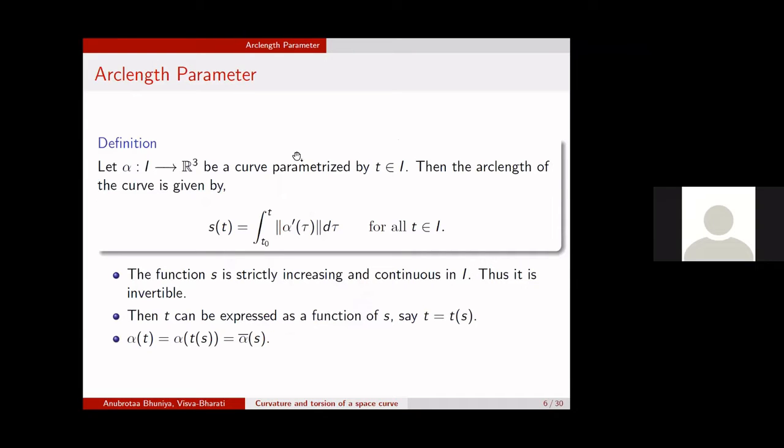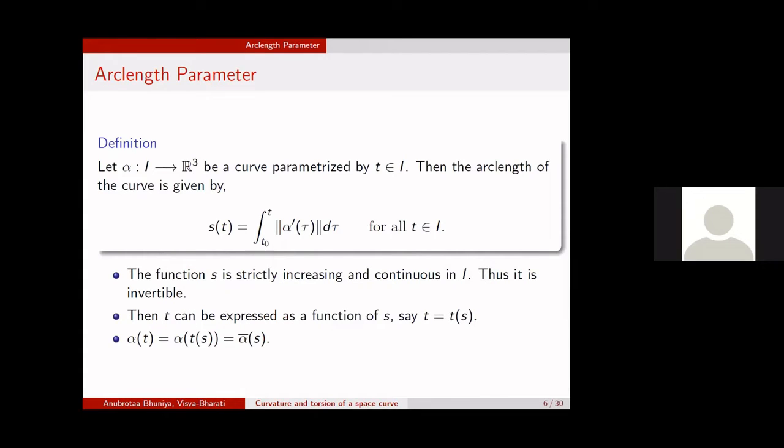Now we have to first start with a straight line, right? How do we get it? Here there is a definition of arc length. s(t): we take some point from the interval as the initial point t0, and s(t) is the length of the curve from alpha t0 to alpha t. It is defined by the integral from t0 to t of the norm of alpha dash tau d tau, for all t belonging to I. See that this s function is strictly increasing and continuous on I, and thus it is invertible.